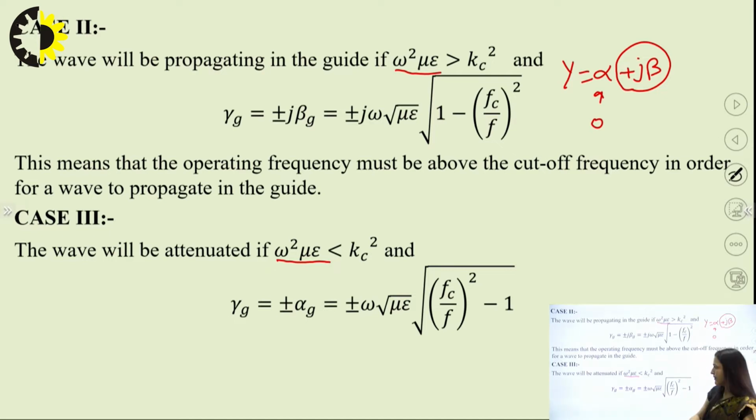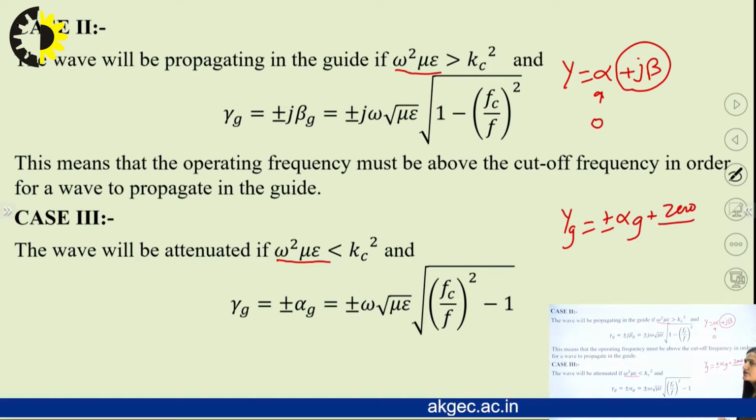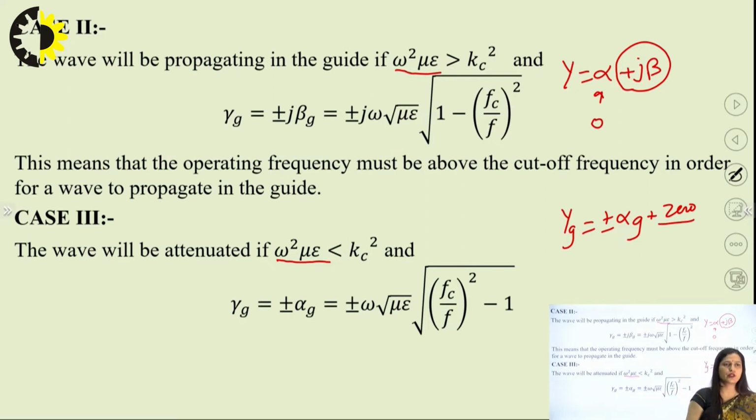Now case number 3, when your wave will be attenuated if omega square mu epsilon is less than the cutoff wave number square. It means if this factor is less, we are getting only the attenuation factor alpha, and the phase constant is 0 here. It means the wave will not propagate. All the wave which is entering the waveguide will be attenuated 100%, and is equal to plus minus omega under root mu epsilon under root (fc upon f) square minus 1.